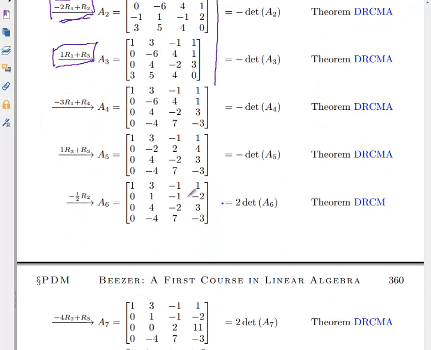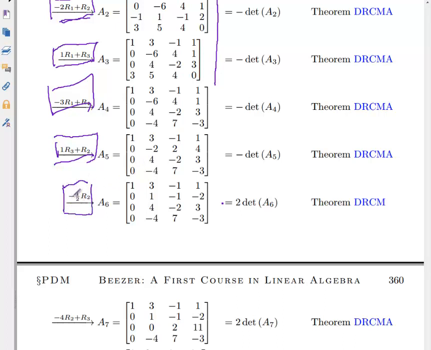Let's go up here. Okay, this row operation and this row operation also do not change the determinant. And you can see these row operations have been chosen so as to zero out the first column. This is the usual way that we do row reduction. Okay, now this one's a little bit different.